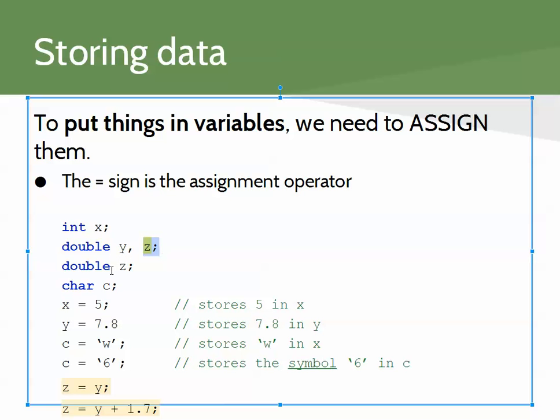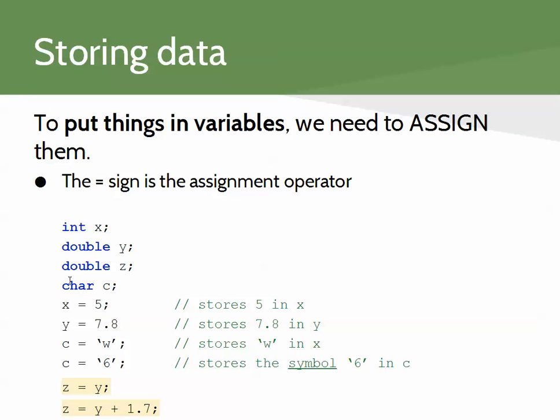Technically, this is a syntax error. I can either define it here or I can define it separately, but I cannot redeclare 2 variables of the same type. And so I'll remove that. I've declared c, and once these variables have been declared, if I want to put data into the variables, I use an equal sign. Now the equal sign in algebra is a little bit easier to work with.